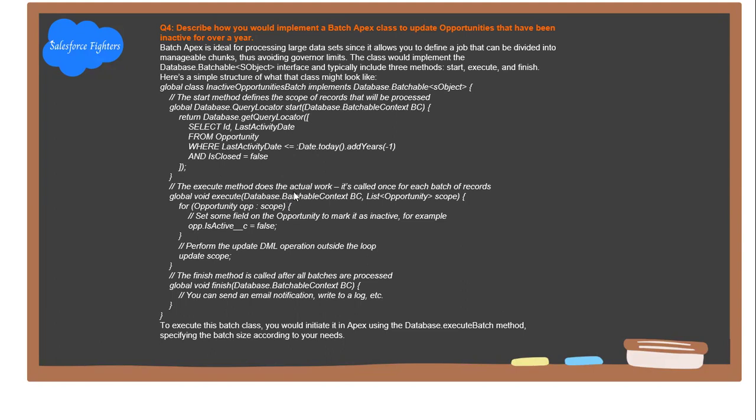The execute method does the actual work. It is called once for each batch of records. Global void execute(Database.BatchableContext BC, List<Opportunity> scope) { for (Opportunity opp : scope) { set some field on the opportunity to mark it as inactive, for example opp.IsActive__c = false. Perform the update DML operation outside the loop: update scope.